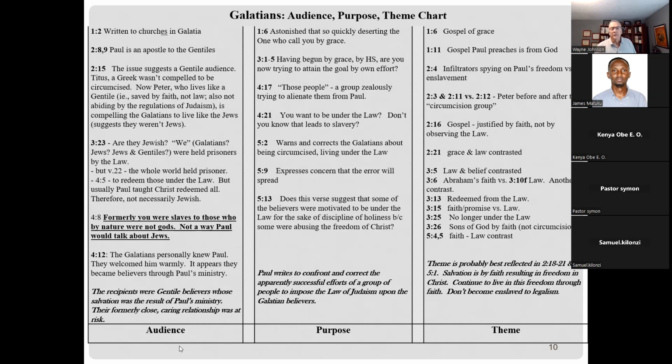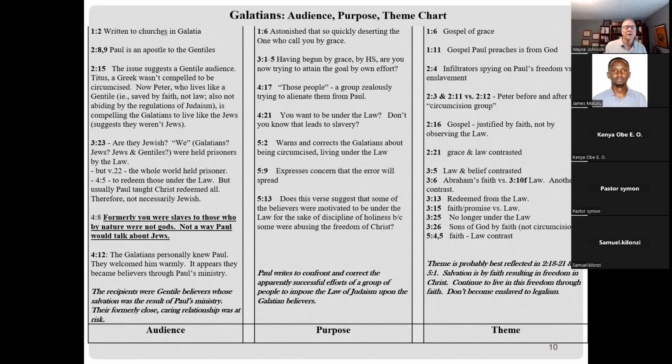On this first column, as I go through, I made observations about who is the audience, or who's being written about or to. Chapter 1, verse 2, it's written to the churches in Galatia. I underline plural, just to remind me it's not just one church. Then in chapter 1, verses 8 and 9, I'm sorry, I made a mistake there, Paul introduces himself as an apostle to the Gentiles. So this is sort of a who statement. He identifies himself. And then chapter 2, the issue suggests a Gentile audience.